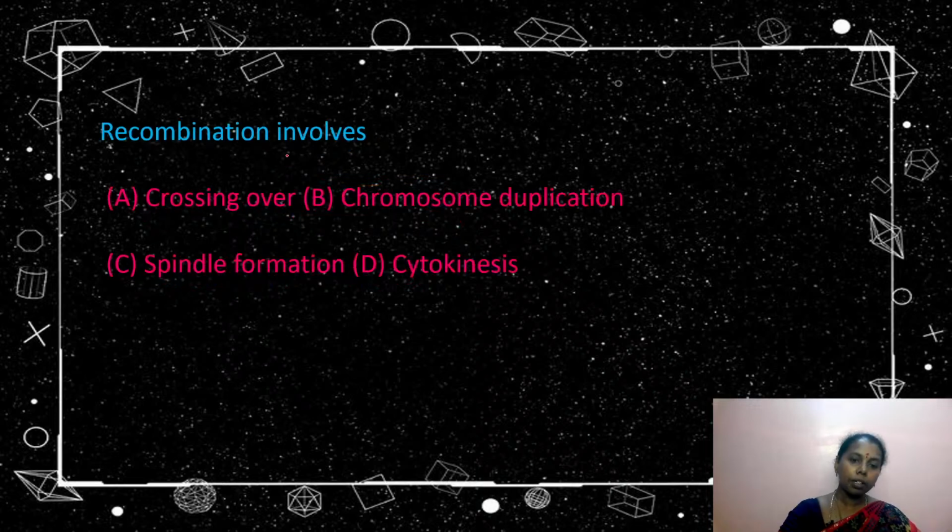Okay. So, recombination involves what? What is the next question? So, recombination is it crossing over, chromosome duplication, spindle formation, or cytokinesis?